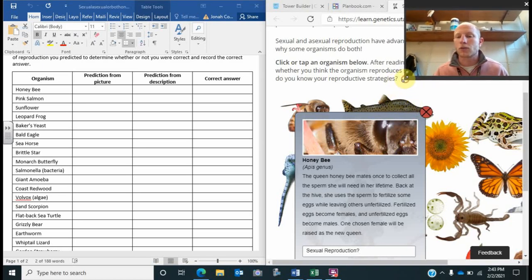It's not necessarily whether you get it right or wrong, but you need to practice this so you understand. When we take that test next week, if I give you a little passage like this, you need to be able to determine, is this asexual or sexual, and why? So let's start off with this honeybee.